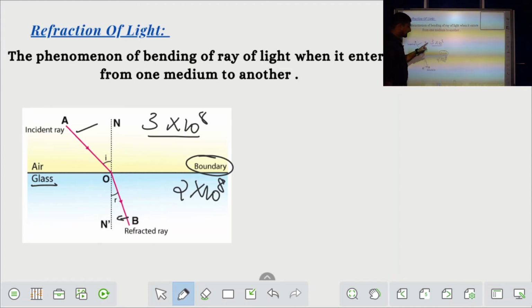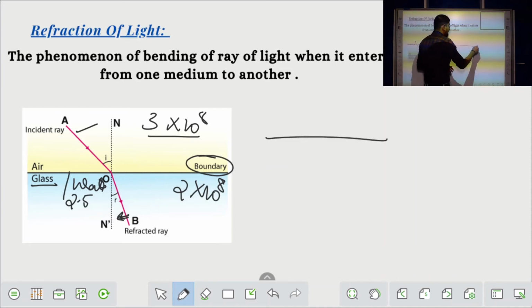When light having 3 into 10 to the power 8 speed, that is from the air, is going to glass, or it can be water also, because even water has less speed of light when compared to air, right? So it will be bending towards the normal. What is the normal again? See, in reflection I drew it only till half. Here I am extending it till the bottom.